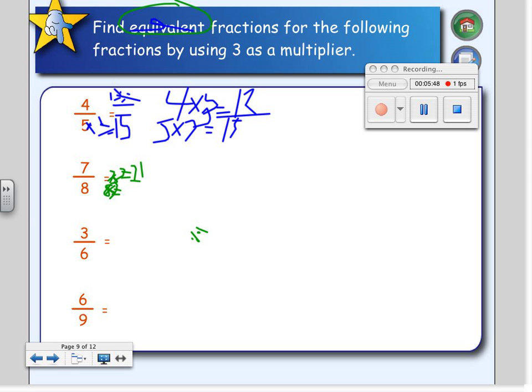A big mess. Here, I'll do it. What's 8 times 3? 24. Okay. The next one, I'm just going to write it. D. 3/6 multiplied by 3 is what? 9/18. Very good.